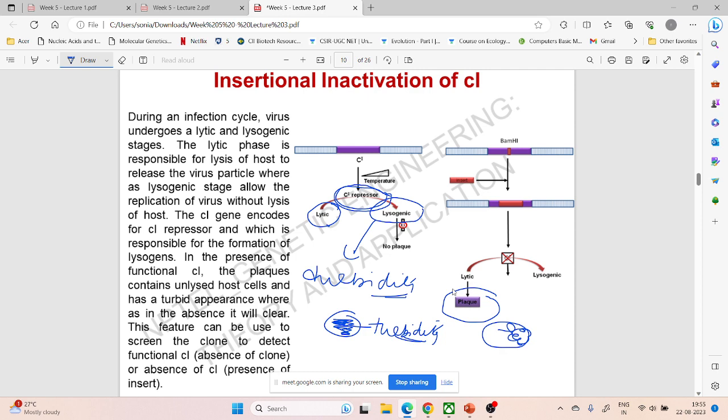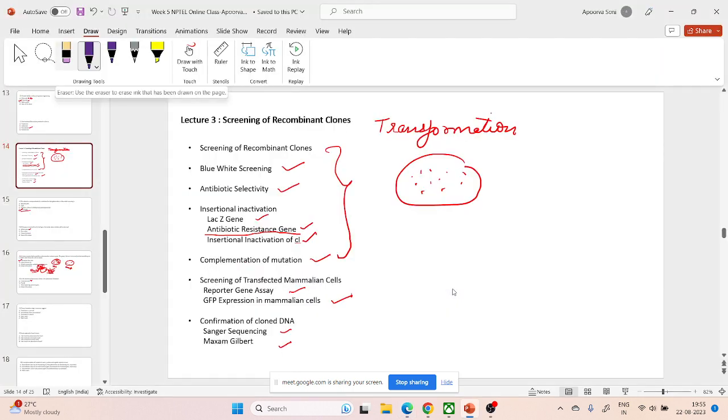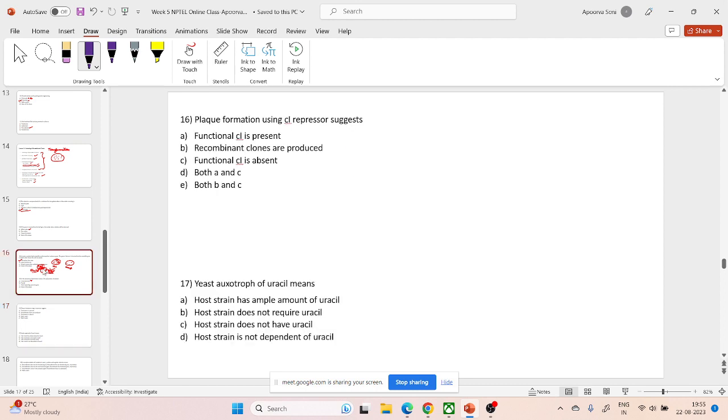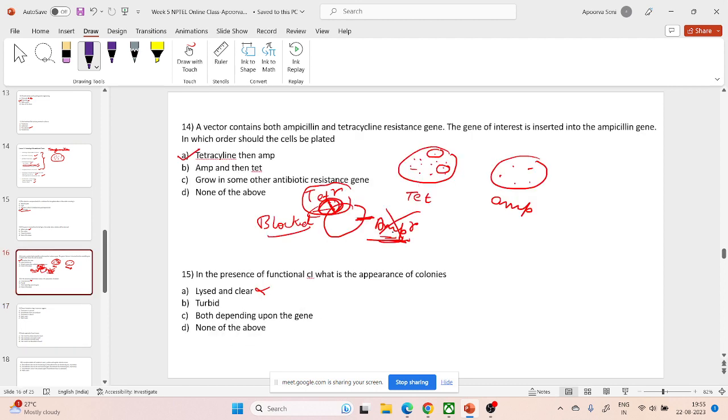So the CI repressor is a repressor for the lytic cycle. The question is saying that in the presence of functional CI, that means the CI repressor is functional. So when the CI repressor is functional, the virus will follow a lysogenic cycle and therefore the colonies would appear as turbid colonies. Is it clear?